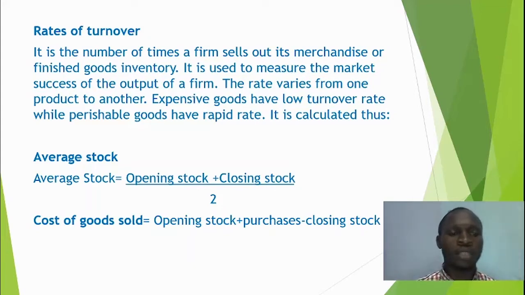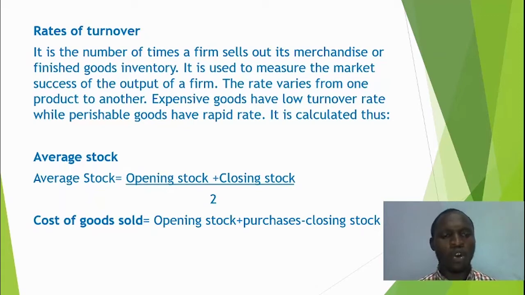There are some terms we'll be looking at that will enable us to carry out some calculations in this turnover. The first is average stock. In our last class, we looked at some of these terms and the formulas. Average stock is derived when we have our opening stock plus closing stock divided by 2. The opening stock is the stock at the beginning of the year, and the closing stock is the stock at the end of the year. When we divide by 2, we get our average stock for the year.